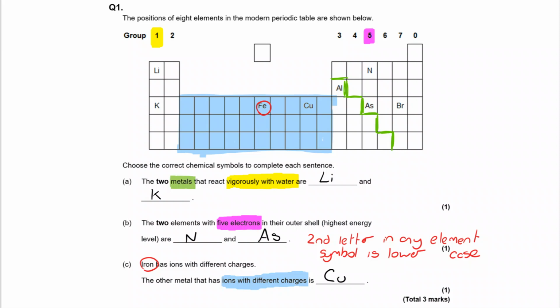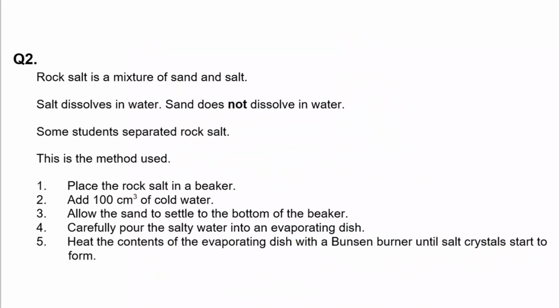Okay, moving on to question 2. And we've got a method here. We've got hopefully a practical that you're very familiar with. It's one that you will have done in Key Stage 3, and then we revisit it at GCSE. We've got rock salt, which is salt and sand mixed together. We're going to put it into water. That is going to dissolve the salt. The sand won't dissolve. We're then going to get rid of the sand, and then we're going to evaporate to get the salt from the water.